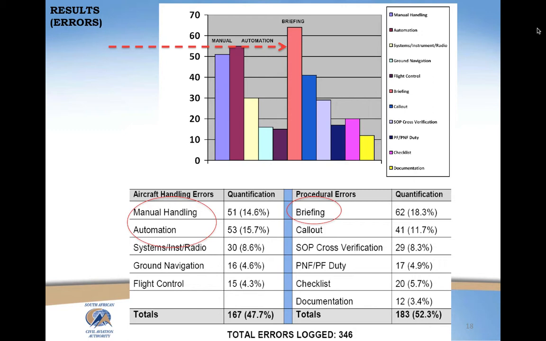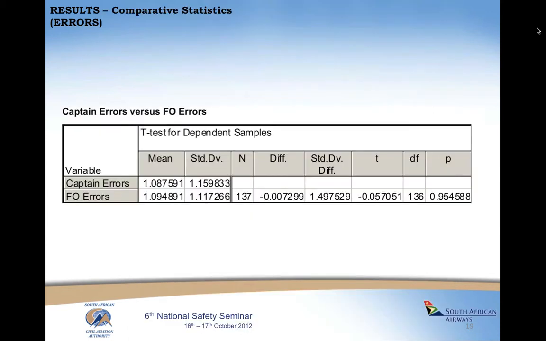An example of an automation error is the wrong altitude entered into the flight management control unit or computer, while a manual handling error could be excessive brake use. A total of 346 errors were logged by the SA LOSA observers.